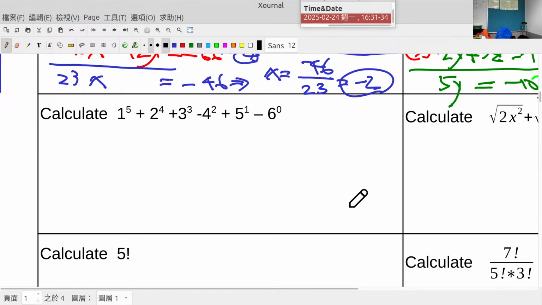Roughly more than 80% of students in this classroom left this part empty, left it blank. Okay, but my purpose is to increase your skills, right? I don't leave any student behind. The first one, 1 to the power of 5, that is 1.